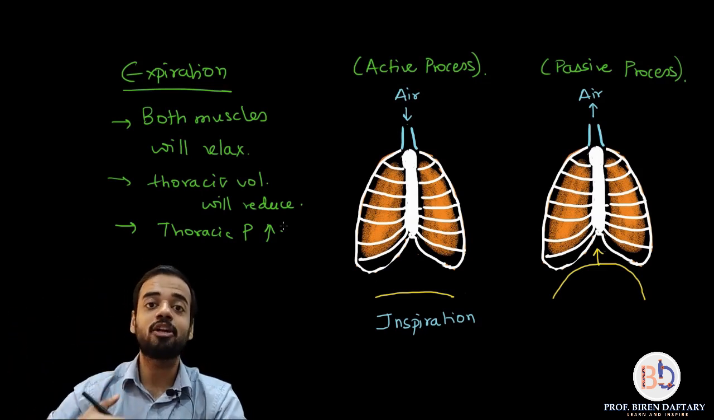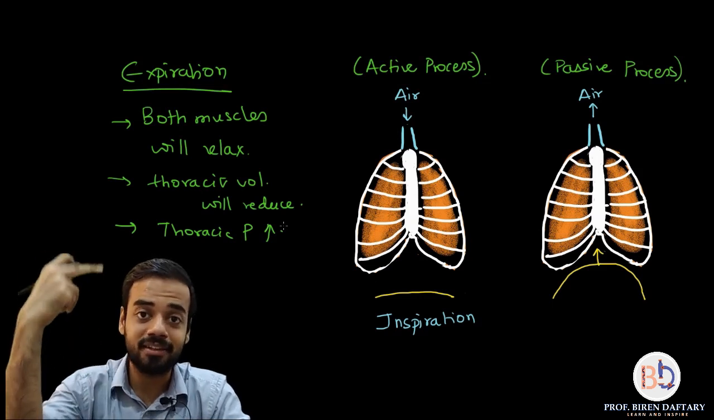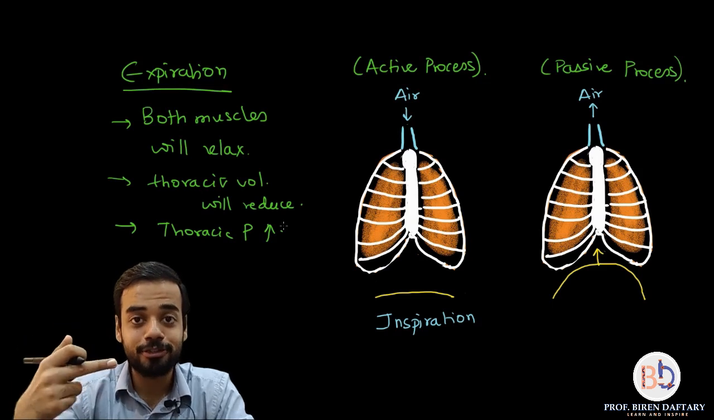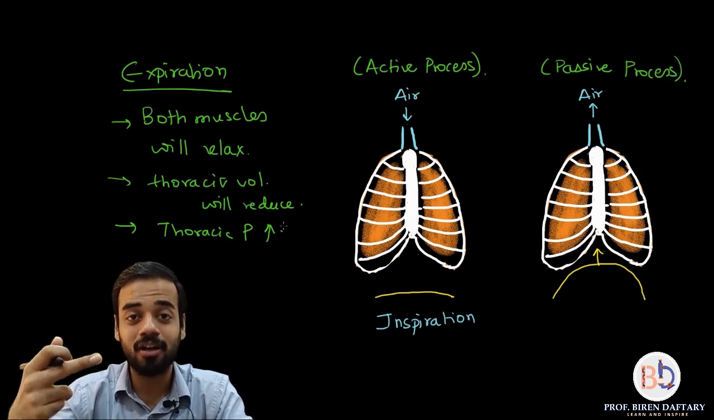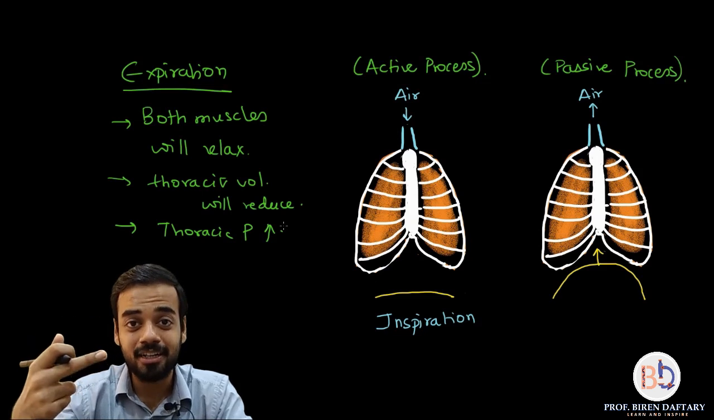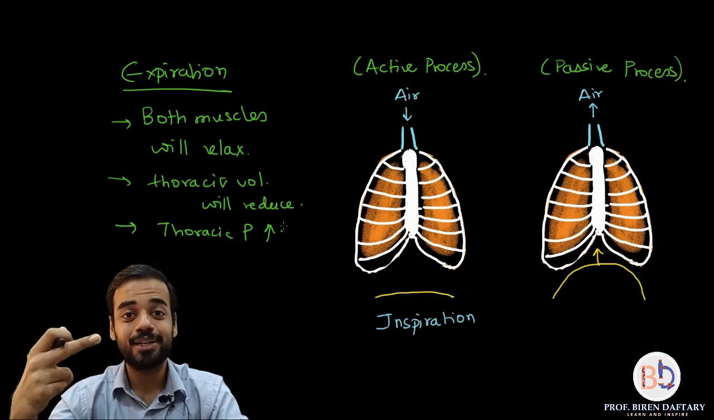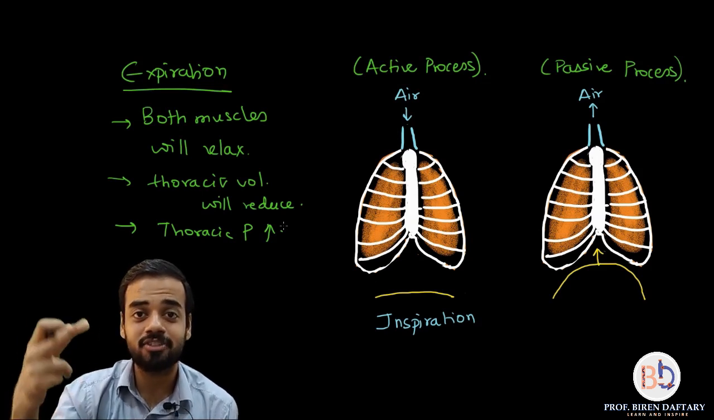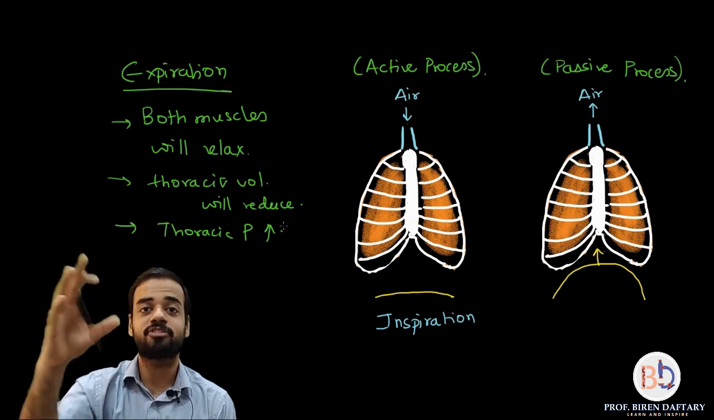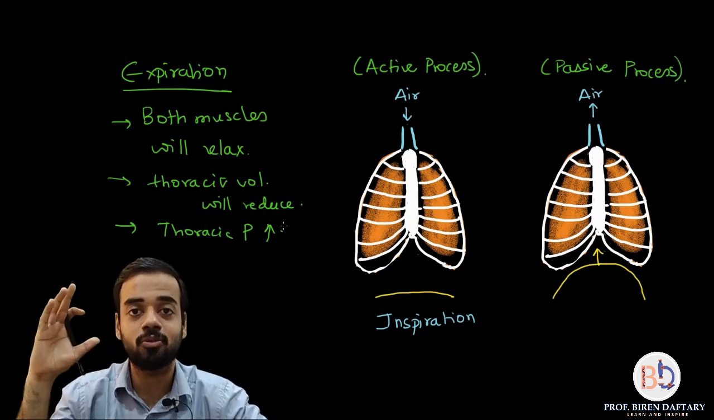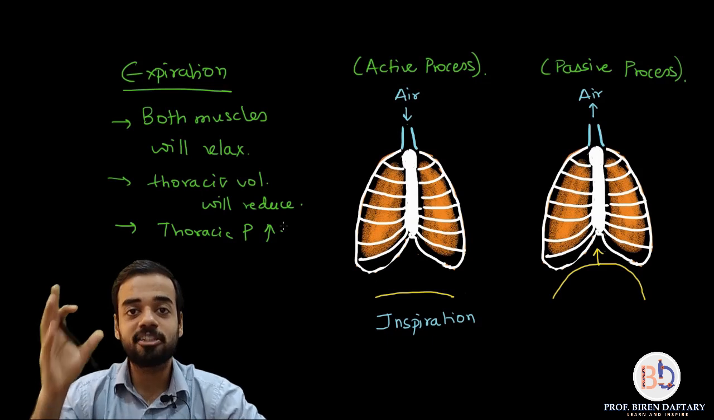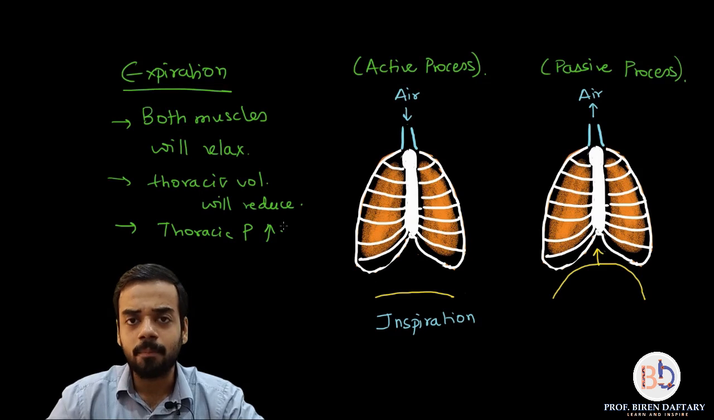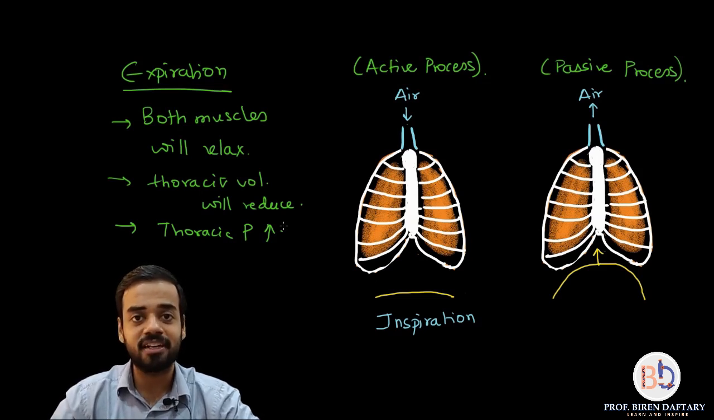So the air will go, now again the reverse, from the alveoli to the bronchioles, to the tertiary bronchi, to the secondary bronchi, to the primary bronchi, to the trachea, to the larynx, to the laryngopharynx, to the oropharynx, to the nasopharynx, to the internal nares, to the nasal chamber, to the external nares and outside. So the air goes from high pressure to low pressure. Is this clear? Is expiration an active process or a passive process? It is a passive process. Why? Because relaxation of muscles doesn't require energy.